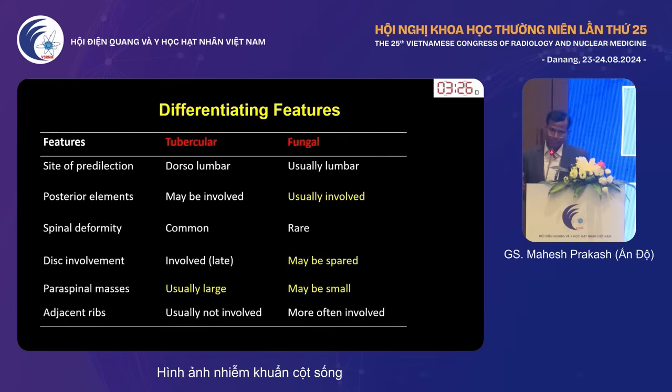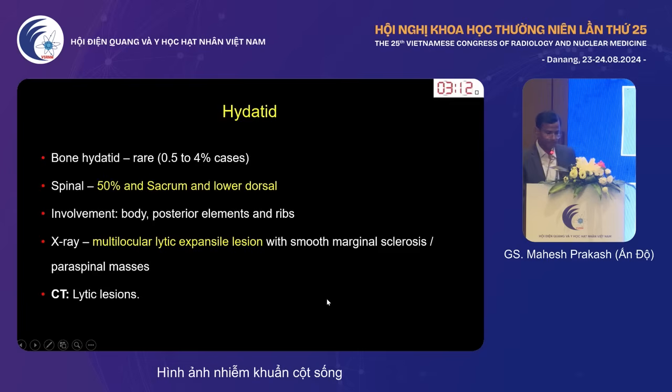Again, there are some features which are relative actually. It's not like short, but we see that the posterior element involvement, the disc involvement, and the lesion in the spinal soft tissue are larger in tuberculosis in comparison to the fungal lesion.